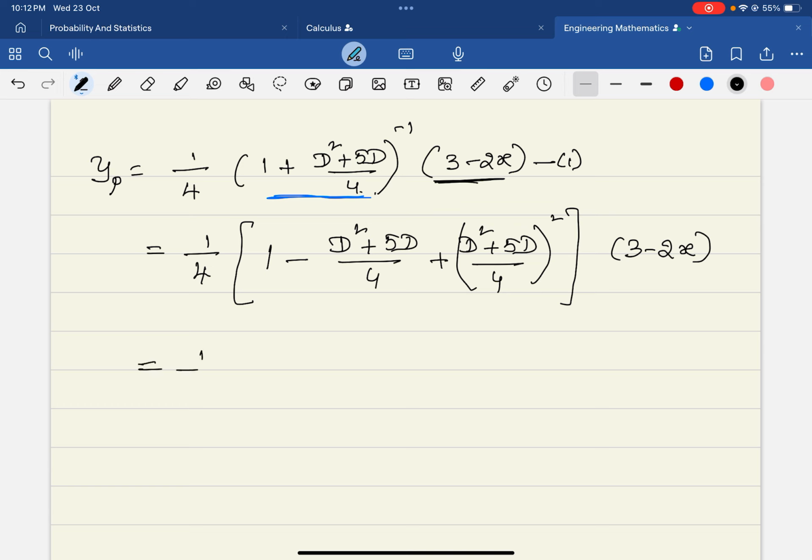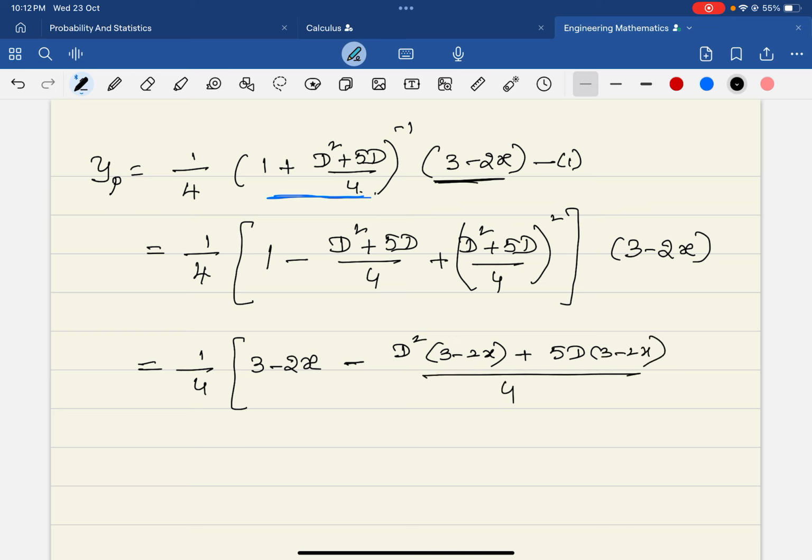Now let us operate 3 minus 2x on each and every term in the bracket. 1 into 3 minus 2x is 3 minus 2x, minus D square of 3 minus 2x, plus 5D of 3 minus 2x over 4. Now when you expand this, this becomes D power 4, D cube.